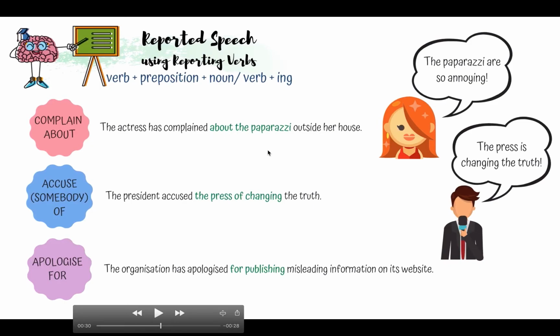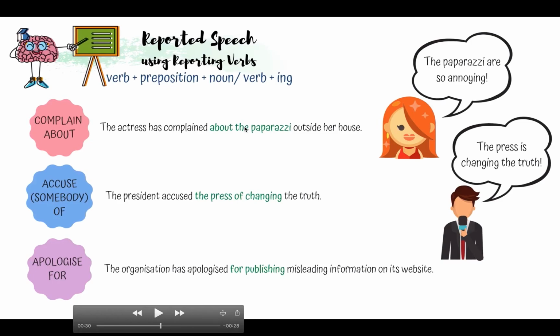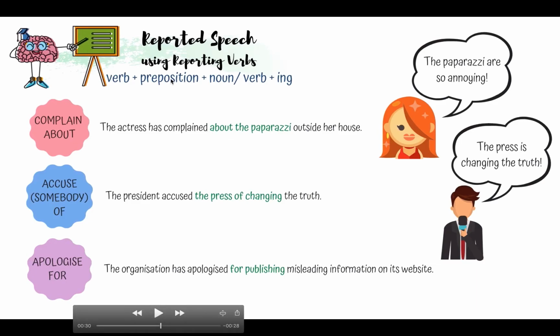So it is not a direct report of a statement that she has said, but it's taking what she said and trying to find out the function, which here is complaining, and the statement is showing what the celebrity is doing. So in this case, she's complaining. We have about, which is our preposition, and the paparazzi, which is the noun. In this specific sentence, we haven't used a verb, we're using a noun. So we've got the verb complain, the preposition about, and then the noun, the paparazzi.